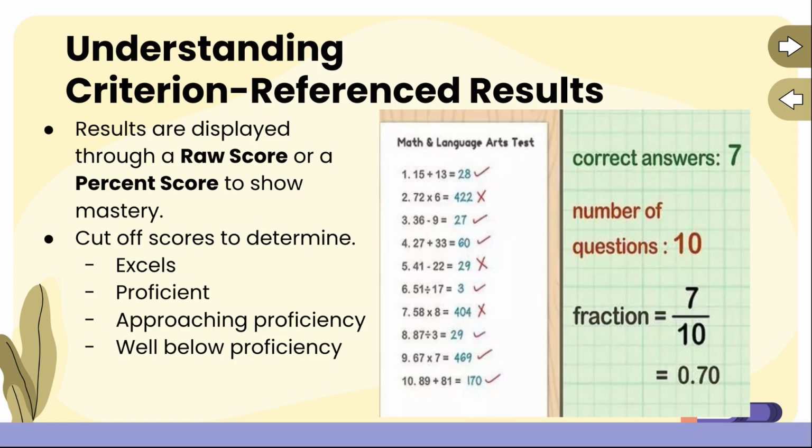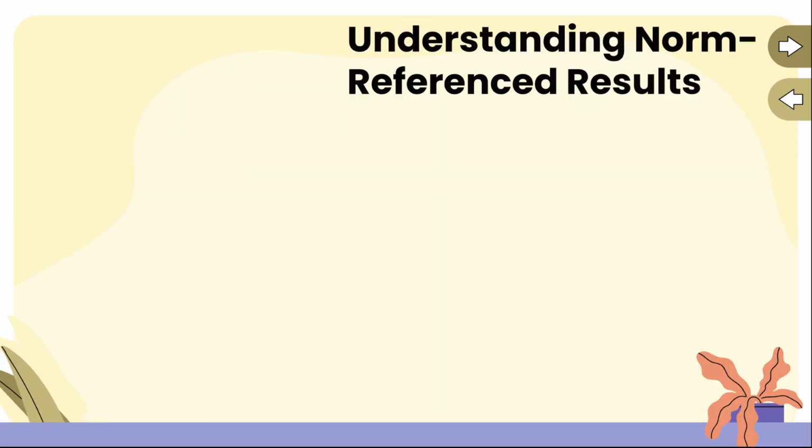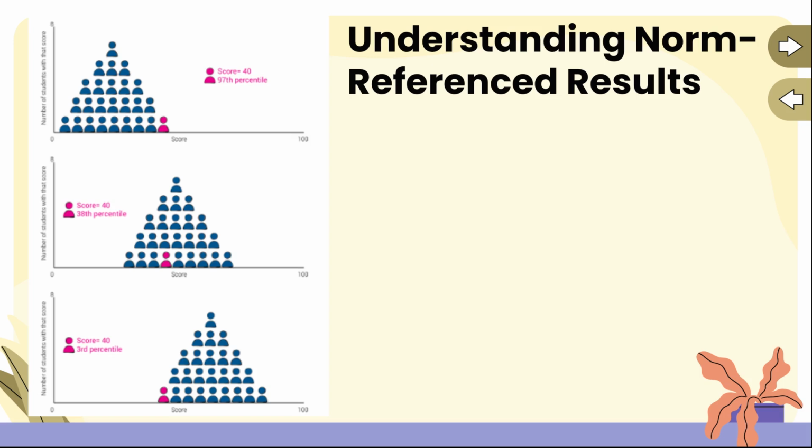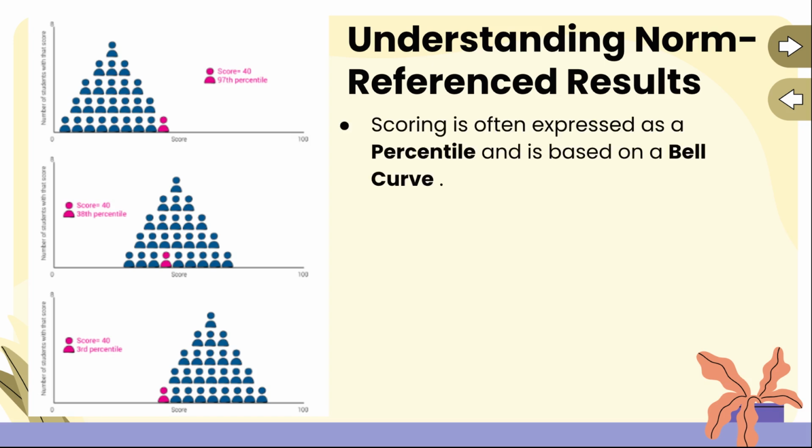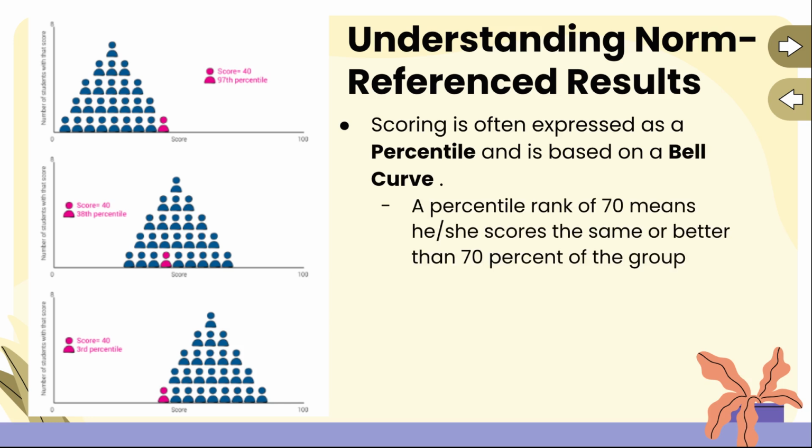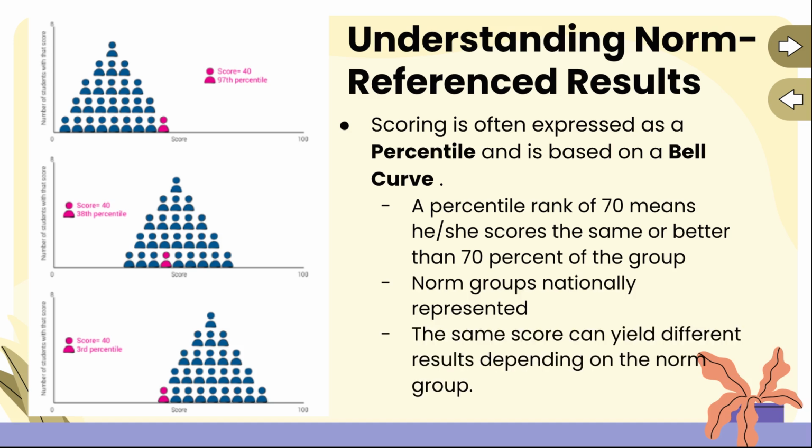Norm reference assessments are a little confusing at first. These assessments are meant to compare your performance to the performance of the group. Because of this, scoring is often expressed as a percentile and is based on a bell curve. So if you receive a score of 70th percentile, this does not mean that you scored 70% of the questions correctly. It means that you scored the same or better than 70% of the norm group.